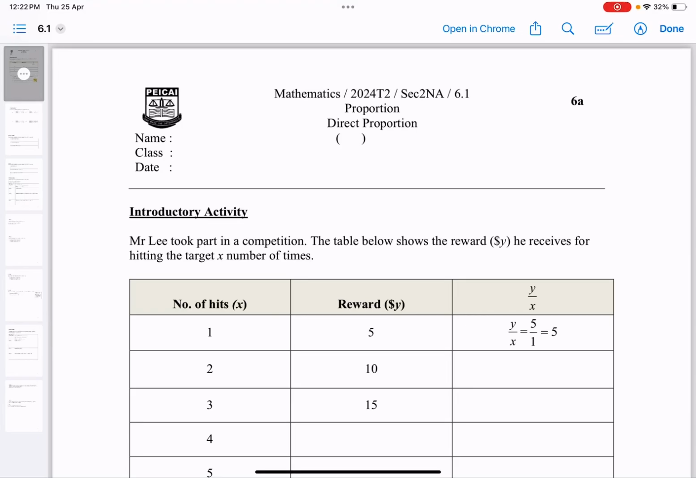Proportion. What is the concept of direct proportion? Sometimes we have two things that go up together. When one thing increases, the other thing also increases with it. Alright? So you can think about, I'll give you an example. Let's say you have rain. The longer it rains, the more water we collect. When one thing goes up, the other one goes up with it. Alright? So that is what it means by direct proportion.